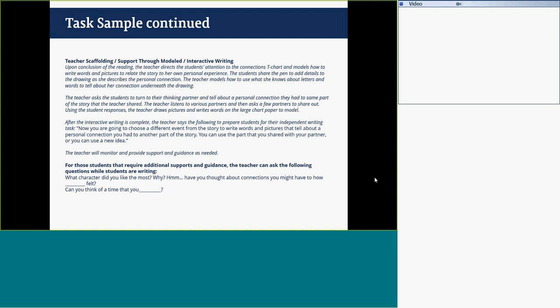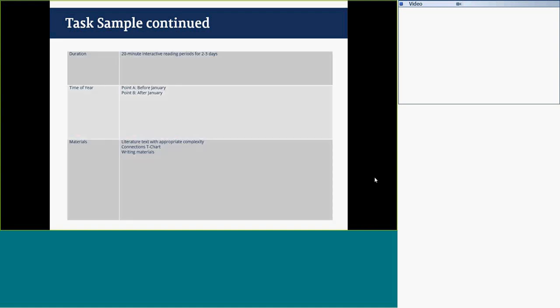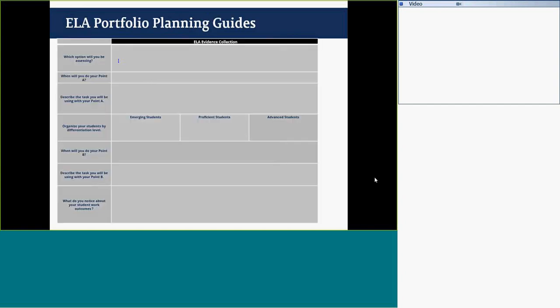So again, on this screen, you see what the teacher scaffolding and support portion may look like. And then at the bottom, there are some questions that can be asked for those students who need additional prompting and support, which can also assist in the sorting. Each task sample also has a duration part where teachers can think about the time of year, the materials that are needed, and how long the task will actually last. There are also planning guides in your resource guide, where, especially for PLCs or partnerships, teachers can long-term plan and use this as an organizer.